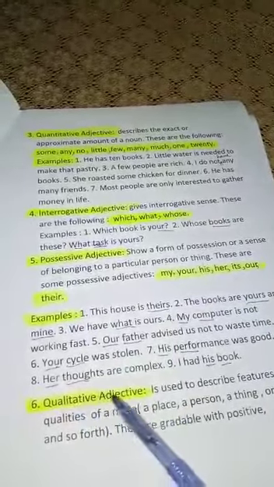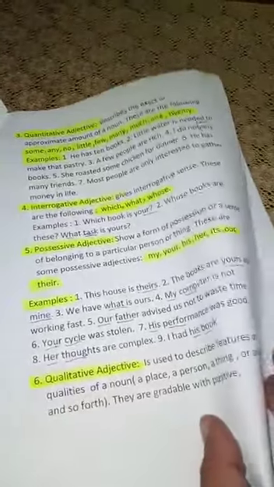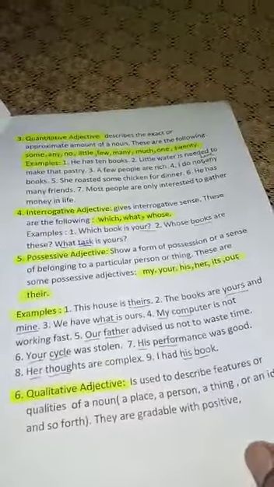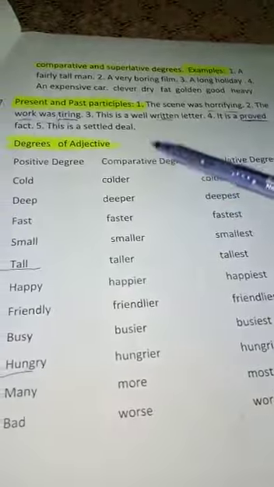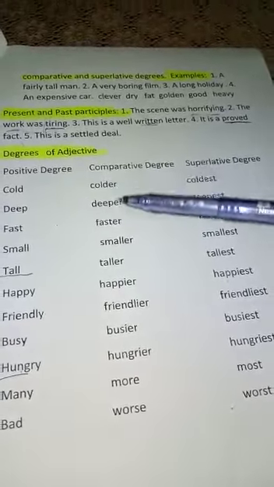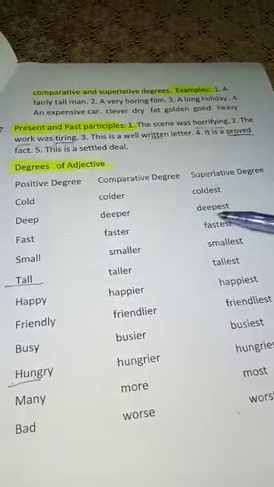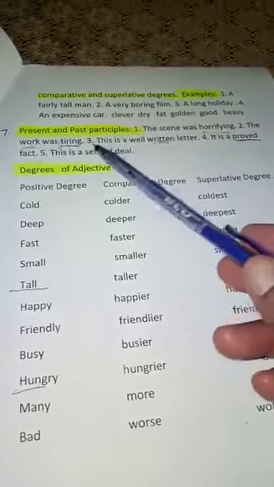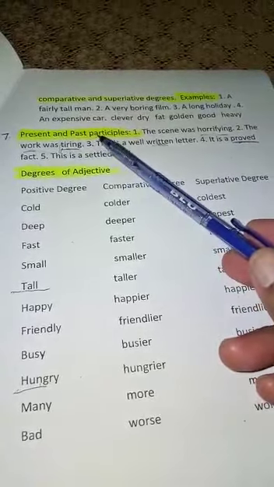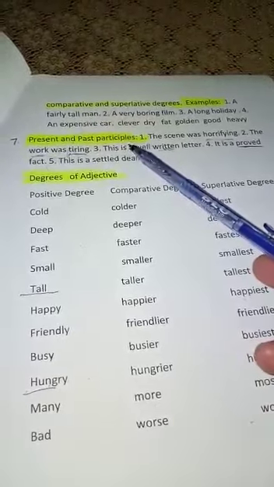Afterwards follow qualitative adjectives. They show, describe, or feature the qualities of a noun. Very often they form their degrees, comparative degrees and superlative degrees. Afterwards follow the present participle form of a verb and the past participle form of a verb, which are also used as adjectives.